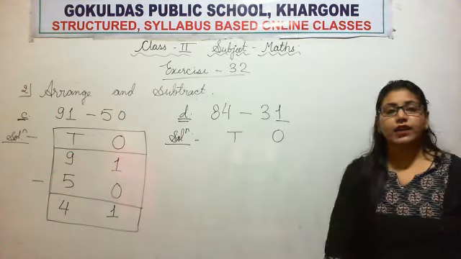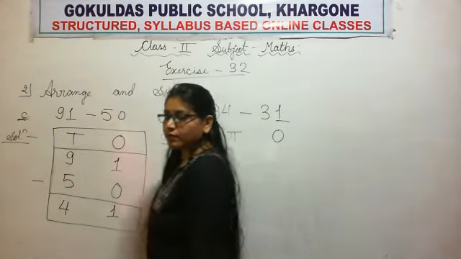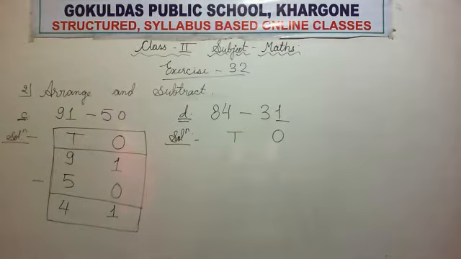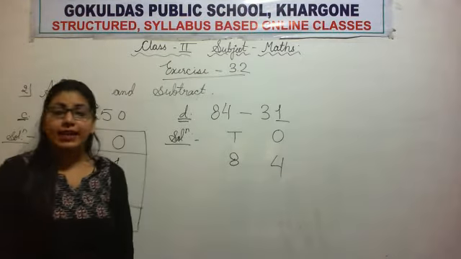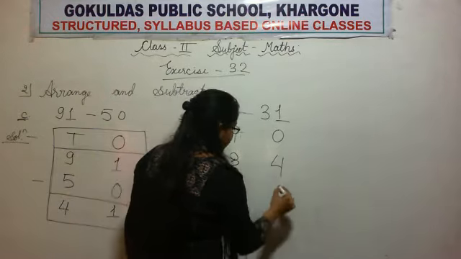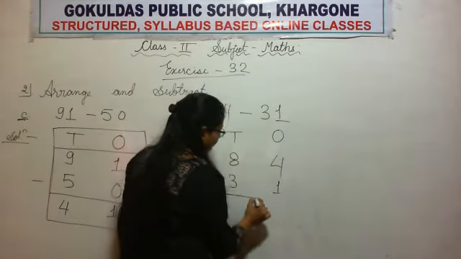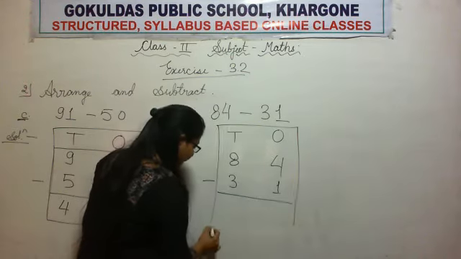Now, 84 and 31, which is our minuend? Find out which is our minuend. Very good. 84 is our minuend. So we will write the number 84, ones below ones and tens below tens. Now the number which is left, this smaller number, is our subtrahend. So we will write that one too. Now we will make the table.